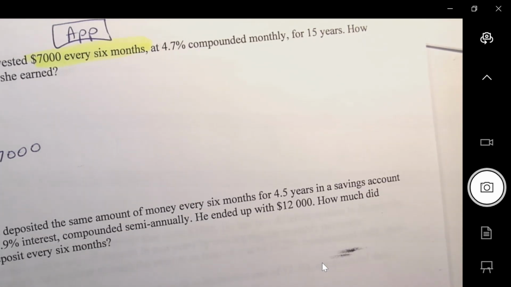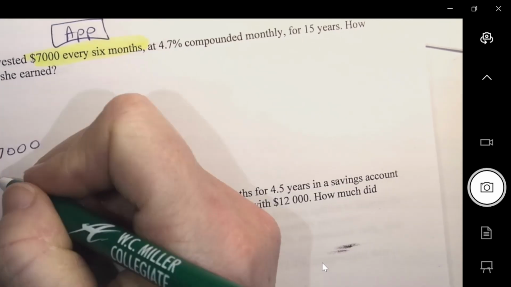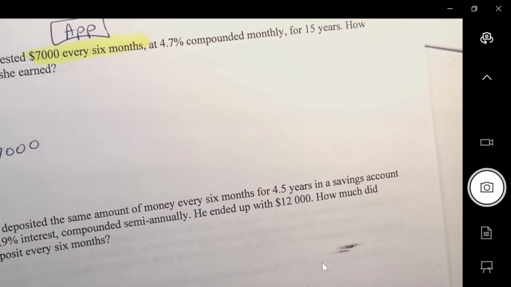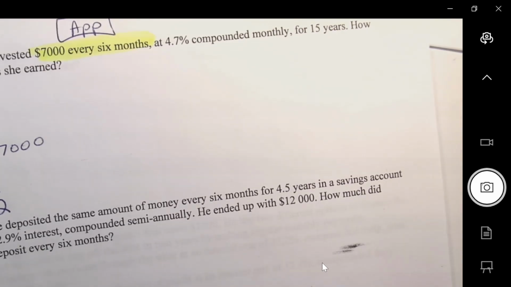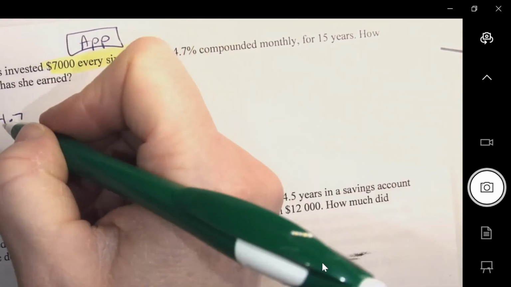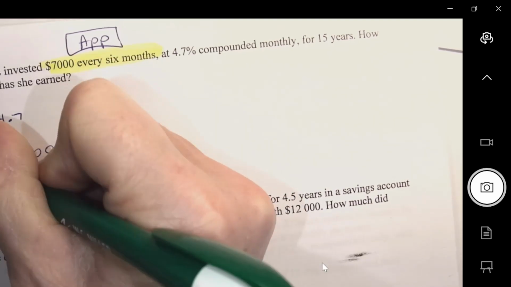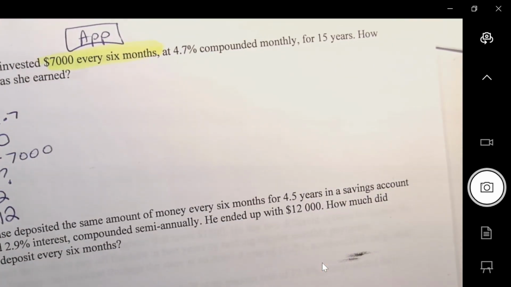How many payments a year will you do? You put the money into the bank every 6 months, you go to the bank. How many times will you end up doing that each year? Twice a year. Compounded monthly, so CY will be 12. The interest is 4.7. We started with nothing. We're going to figure out the future.